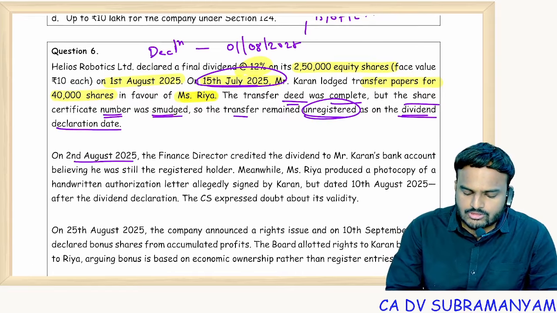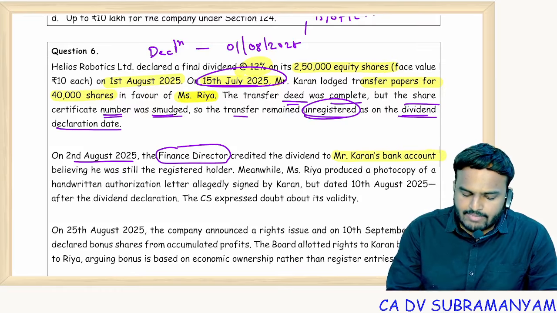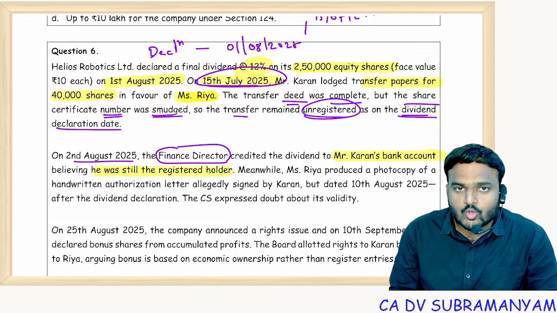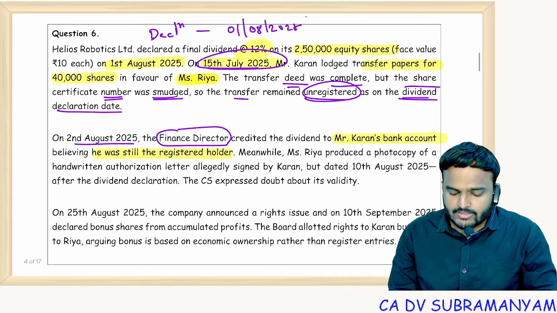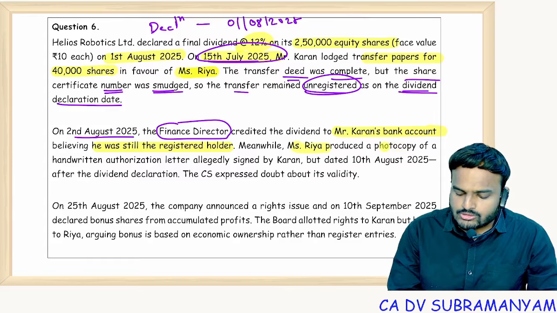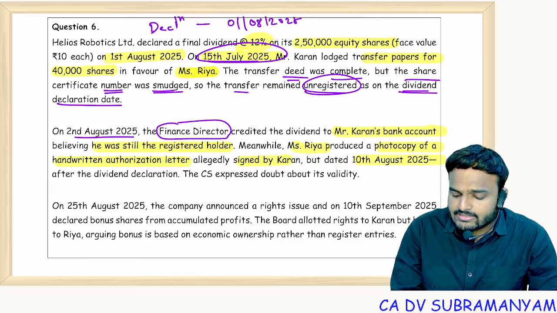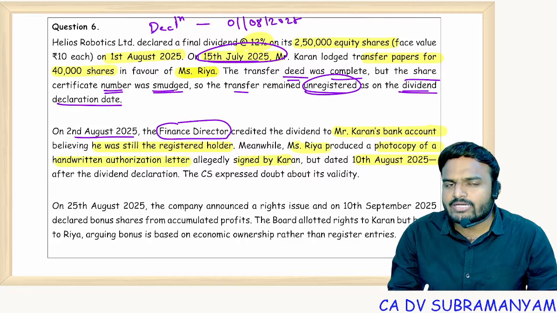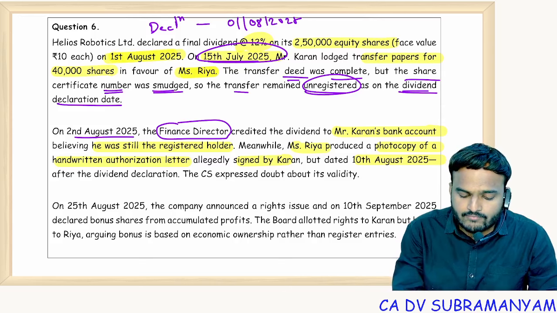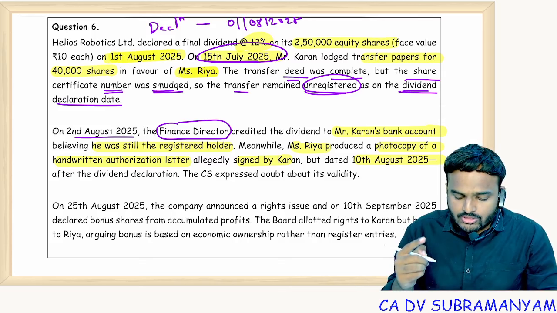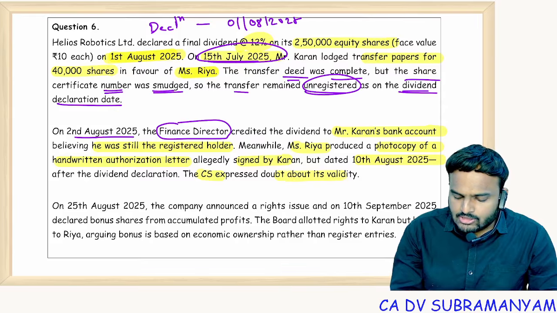On 2nd August 2025, the Finance Director credited the dividend to Mr. Karan's bank account, believing he was still the registered holder. So this is a question on Section 126. Meanwhile, Ms. Ria produced a photocopy of a handwritten authorization letter allegedly signed by Karan but dated 10th August 2025. Is it before or after declaration of dividends? Declaration happened on 1st August. Before declaration only, that authorization letter should be given. The CS expressed doubt about its validity.